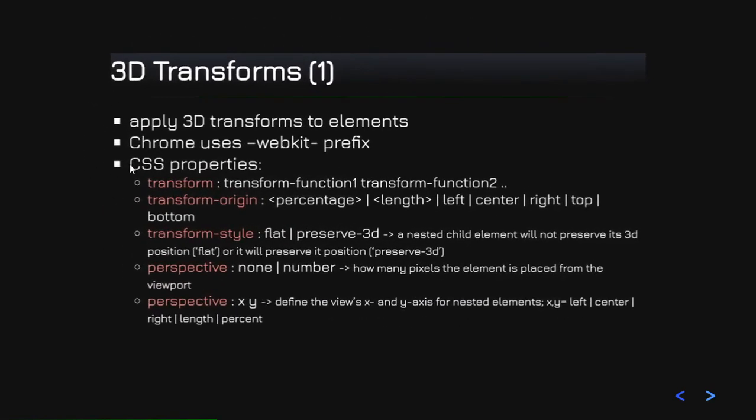We have 3D transforms, which apply a 3D transform to the elements. The important CSS property that we change is transform, the same as for 2D transforms, but the functions are different. So this transform property is followed by a list of 3D transform functions, and these functions are different than the ones applied for 2D transforms.